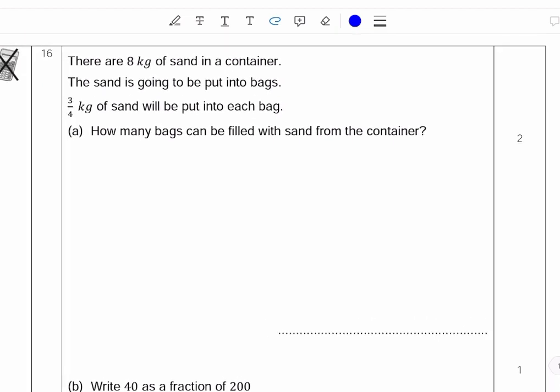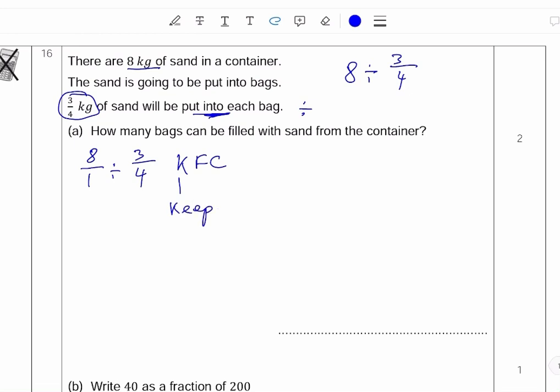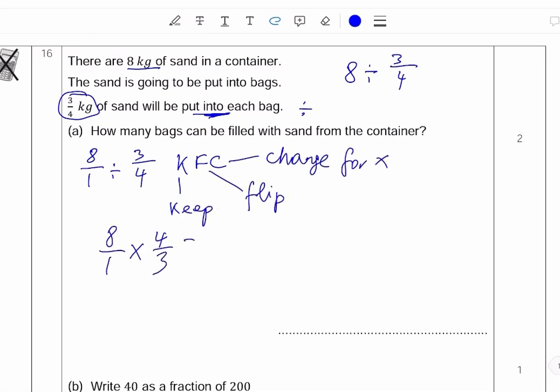So well done if you got this right. And question 16 is also on division, because we need to see how many bags can be filled. So we're going to divide 8 by 3/4. So we can show 8 as 8/1 and use the KFC method when we divide two fractions. Keep the first fraction, flip the second, and change the sign to multiply. So you've got two fractions to multiply: multiply the numerators together, multiply the denominators together.